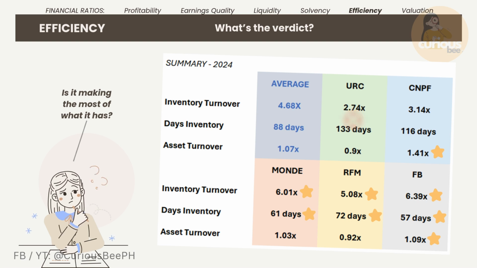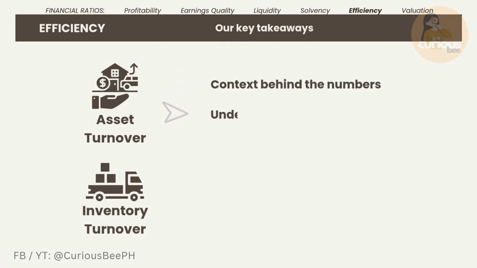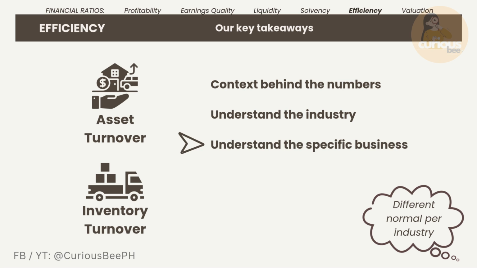So does this mean that our sample company is terrible? If we just look at the numbers, it is. However, we always have to look beyond the numbers. Context matters. Different industries have their own level for what is normal. A property developer, for example, could have a much lower turnover compared to food and beverage manufacturers, and that is still normal. But even within the same industry, companies could carry different kinds of inventory, so understanding the business of the company is also important.